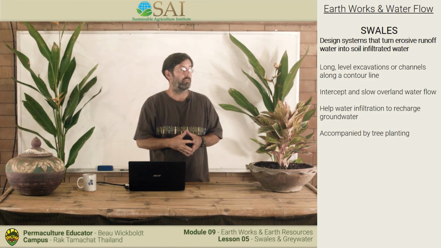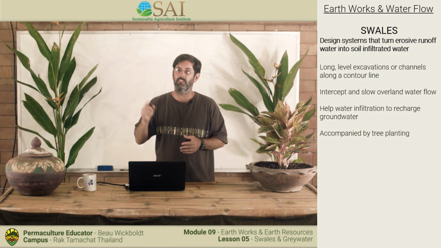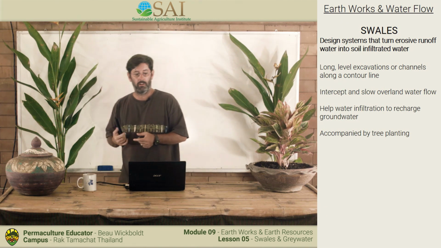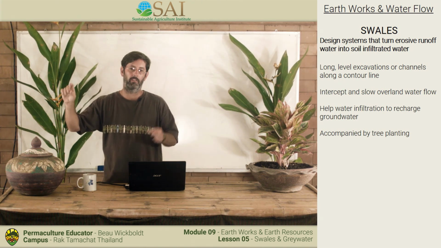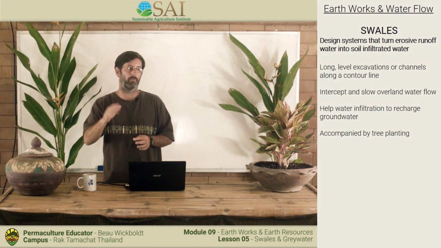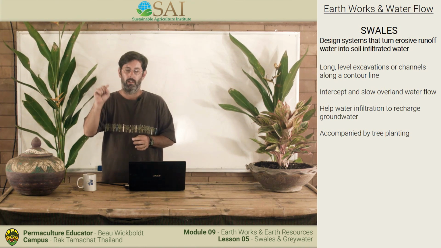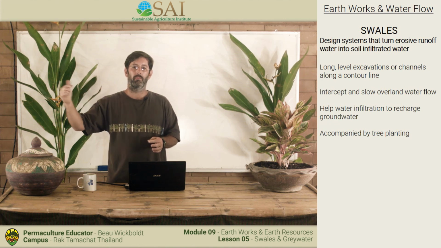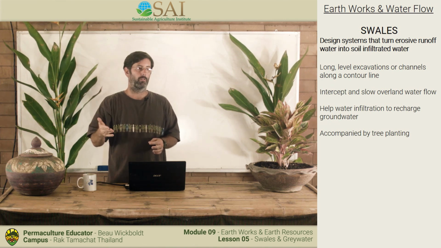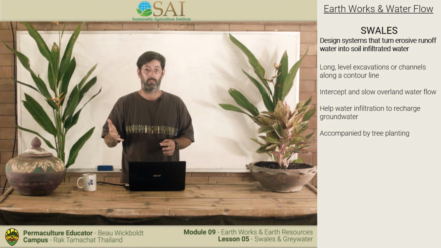So that brings us to swales. Swales are design systems that turn erosive runoff water into soil infiltrated water. So that's the definition from the designer's manual. And I want one key thing for you guys to think about. It says erosive runoff, meaning that if water is not running over the landscape and causing erosion, the swale's not really going to do anything.